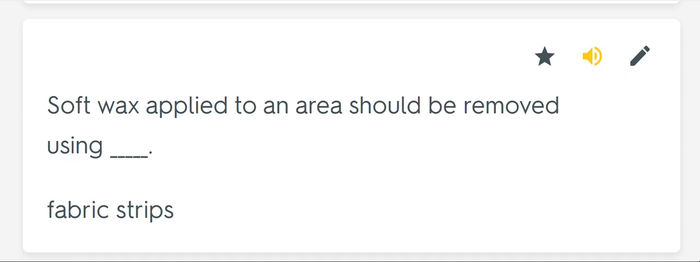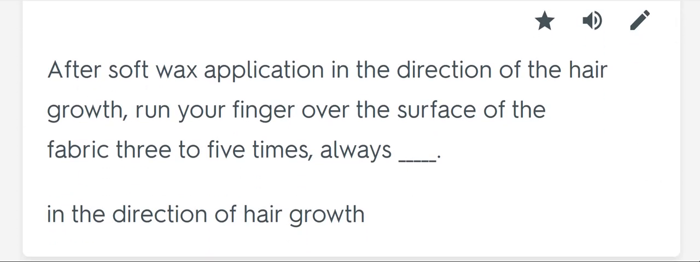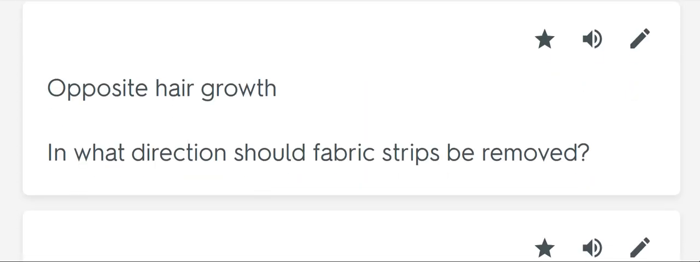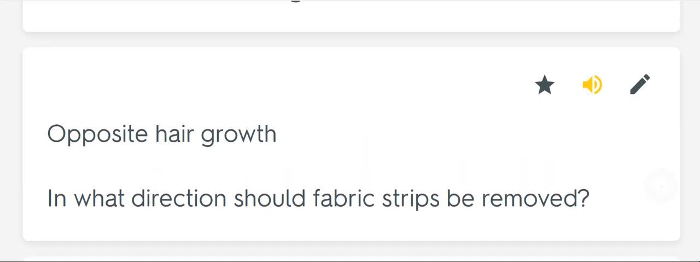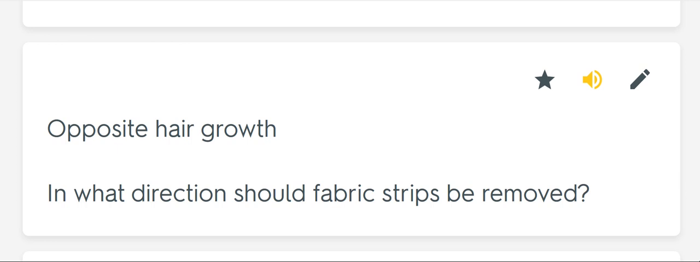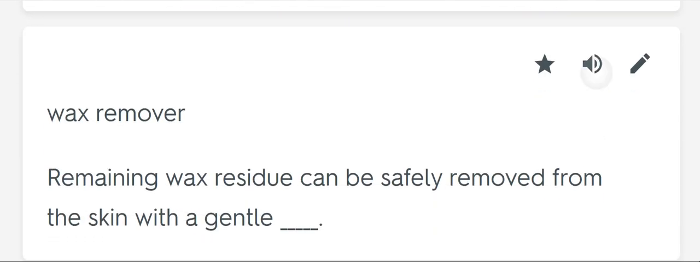Soft wax applied to an area should be removed using fabric strips. After soft wax application in the direction of the hair growth, run your finger over the surface of the fabric 3 to 5 times, always in the direction of hair growth. Opposite hair growth. In what direction should fabric strips be removed? Wax remover. Remaining wax residue can be safely removed from the skin with a gentle wax remover.